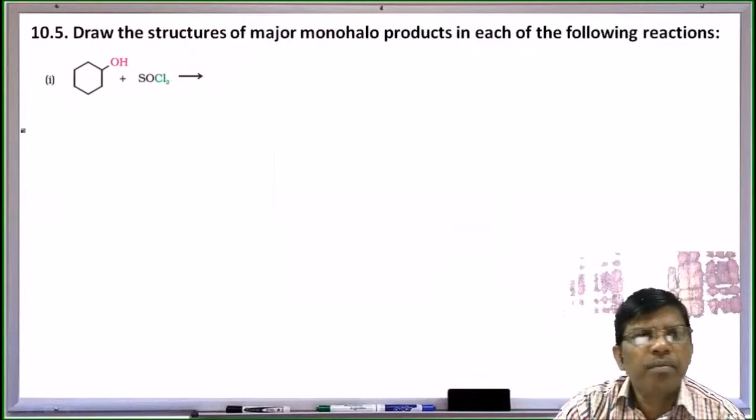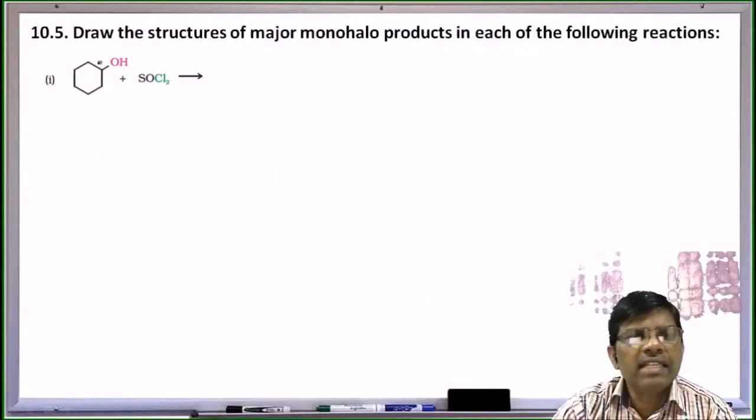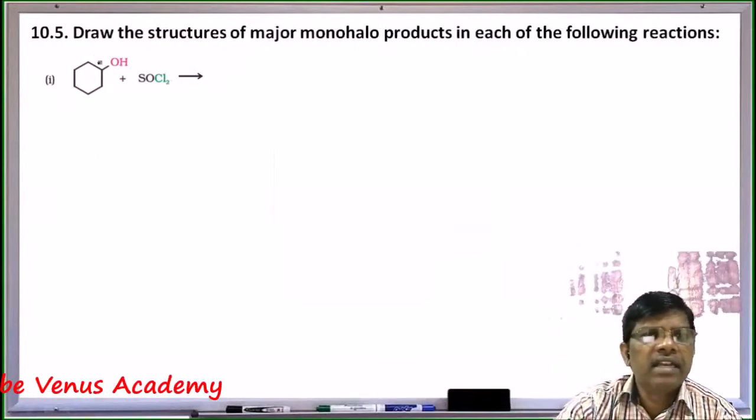So the very important questions. So alcohol, this is an alkyl alcohol, right? Cyclohexanol.